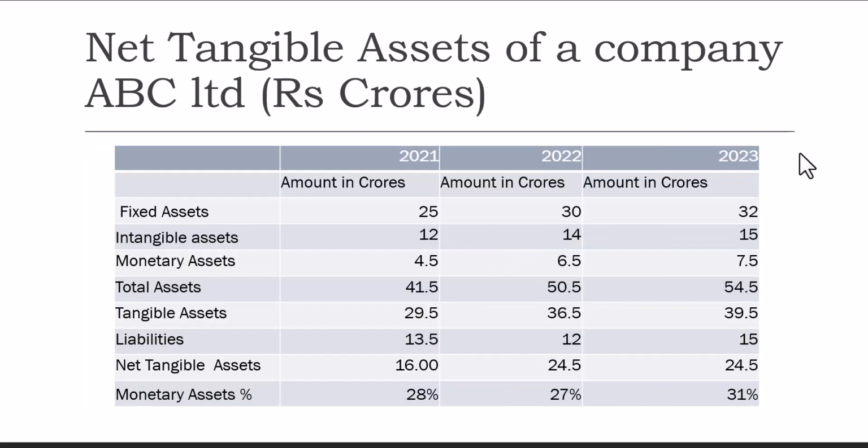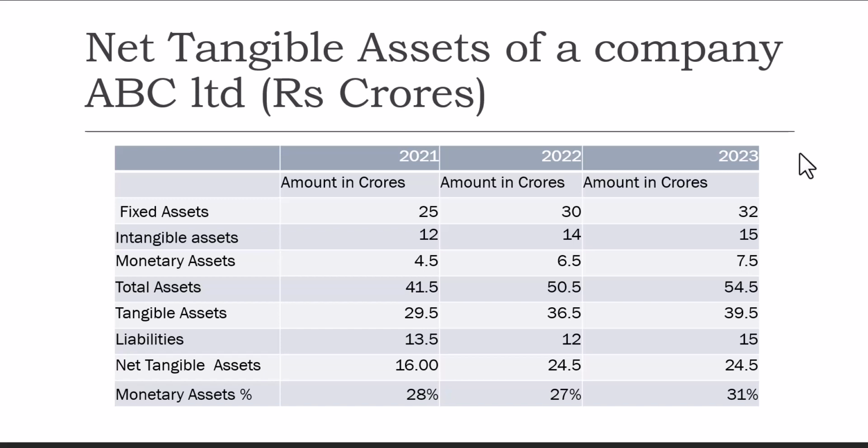They have fixed assets of 25 crores in 2021, 30 crores in 2022, and 32 crores in 2023. Similarly, intangible assets are 12 crores, 14 crores, and 15 crores in the last 3 years. Monetary assets are picked up from the last sheet. Total assets are 41 crores in 2021, 50 crores in 2022, and in 2023 they have 54 crores. So the tangible assets would be 41 minus the intangible assets, which will be 29.5 crores in 2021. Likewise, in 2022, they have 36 crores, and in 2023, they have 39.5 crores.